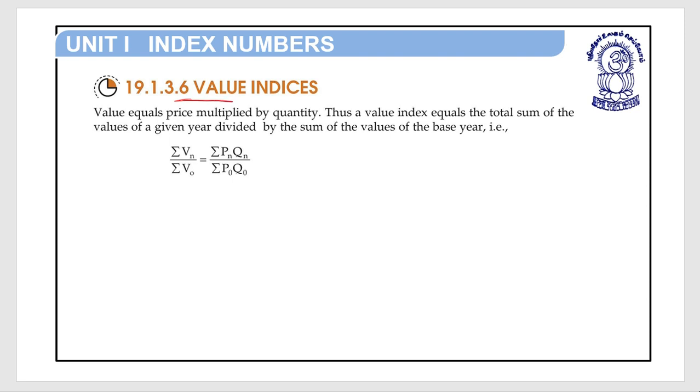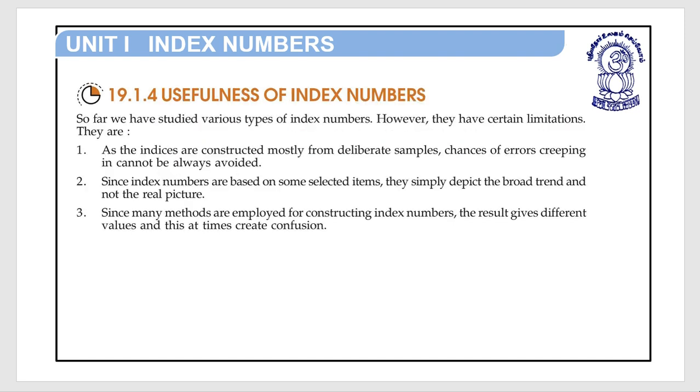Next topic is value indices. Value equals price multiplied by quantity. Thus, a value index equals the total sum of the values of a given year divided by the sum of the values of the base year. Sigma Vn upon sigma V0 is equal to sigma Pn Qn upon sigma P0 Q0.